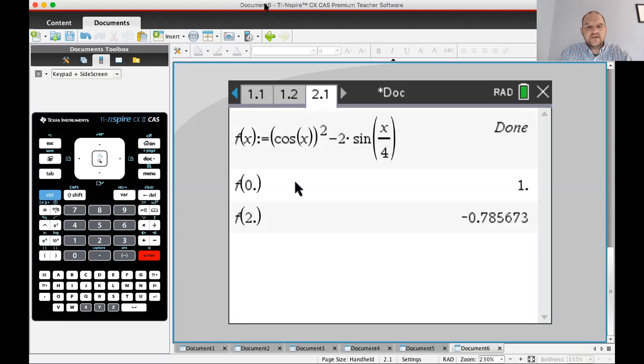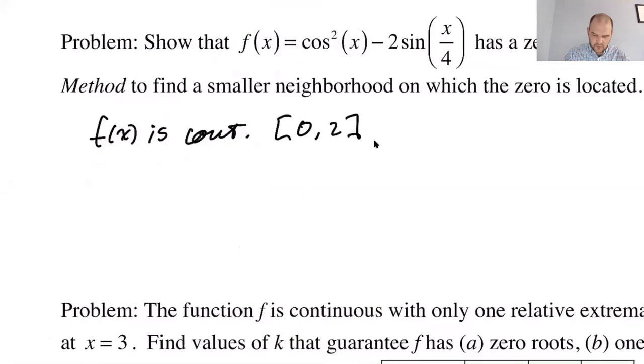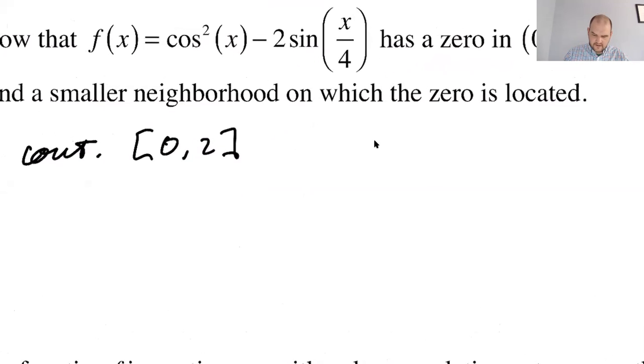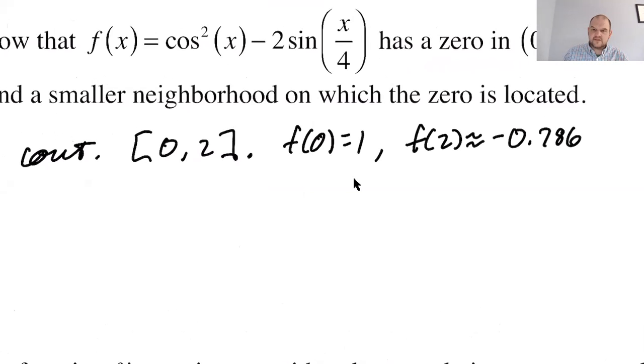So I'm going to go back to the notes and write that up because that's important. Do I need to say the specific values? Open question in mathematics. Not 100% sure. I'm going to do it because I think it's important. So I'm going to say f of 0 equals 1. f of 2 was approximately, let me go back to my calculator, I'm not going to make you look, negative 0.786. Okay, so we got our setup.